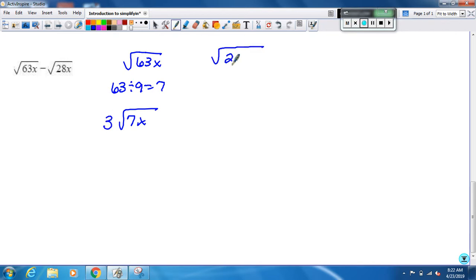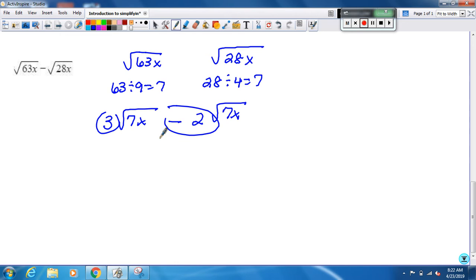Okay, 28x. We can divide by 4. 28 divided by 4 is 7. So that goes under the radical along with the x, and the square root of 4 is 2. And then we subtract those. So 3 take away 2 is 1. But since there's radicals, you don't need the 1. So you can just call this the square root of 7x.